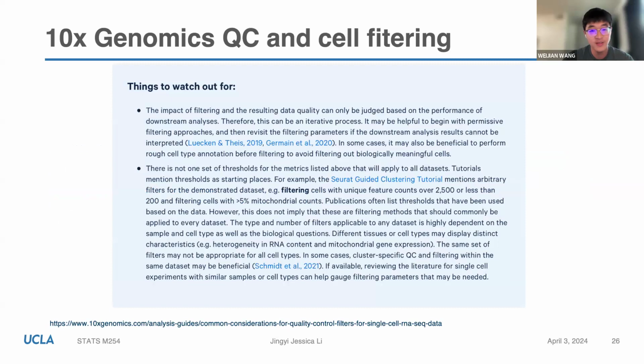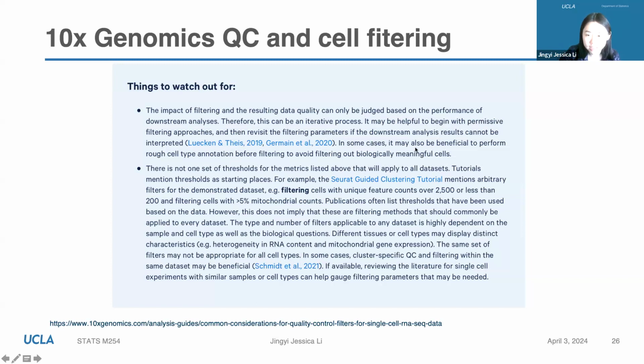Yeah. So for the things to watch for, also from the 10x website, I think these are very important messages we should read and keep in mind. The impact of filtering and the resulting data quality can only be judged based on the performance of downstream analysis. Therefore, this can be an iterative process. It may be helpful to begin with permissive, remember the word permissive, filtering approaches. So don't remove too many, don't be too aggressive, and then revisit the filtering parameters if the downstream analysis results cannot be interpreted.